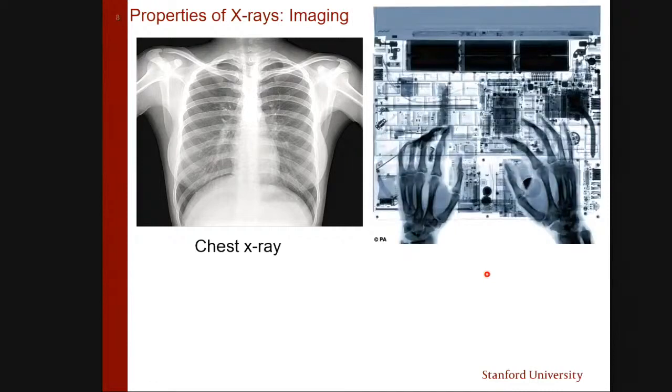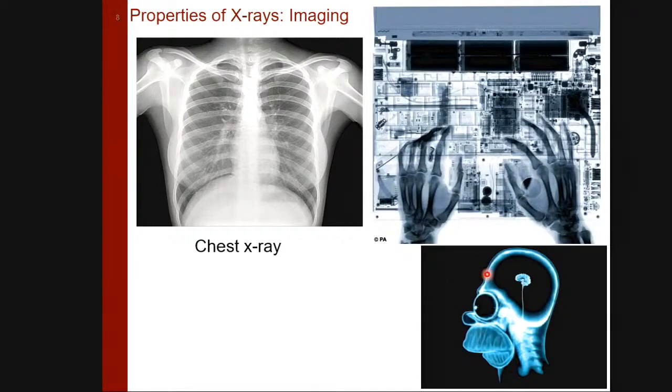You can do something like that, go through the computer and through the hands. Of course, you can do Simpson brain as well, imaging, which is very small. So in this case, you can do many, many things. And imaging is one thing. As you can see in a chest X-ray, you just take one image. And one image means you see everything through.